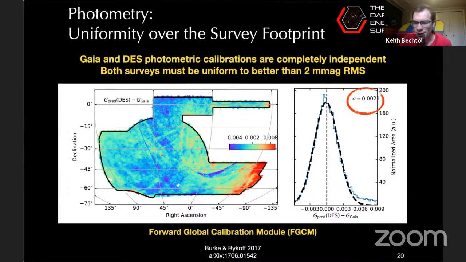This is really outstanding to have achieved this photometric calibration, and it's important to recognize that the DES calibration and the Gaia calibration were completely independent from each other. One is space-based, and one is looking through the atmosphere because it's a ground-based survey, and so it's really amazing to have this kind of agreement.